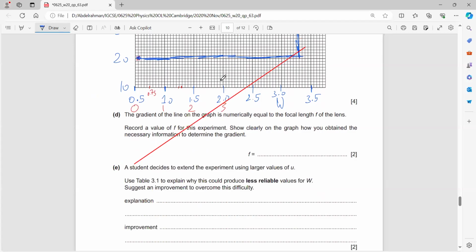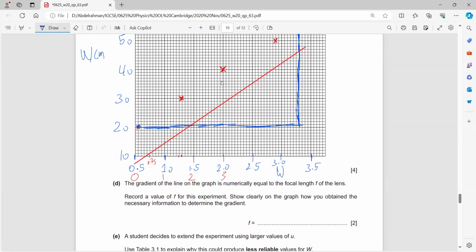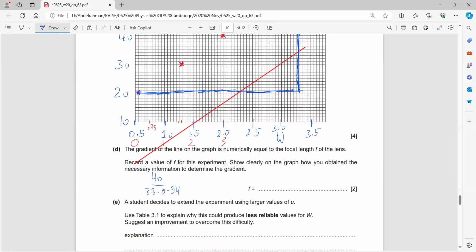Okay. It's y2 minus y1 over x2 minus x1, right? Yes, right. Okay, here it's 40 over 3.3 minus 0.54, which is 2. Okay, 3.3 minus 0.54. Can someone calculate it for me? 14.3. Okay, this is okay.